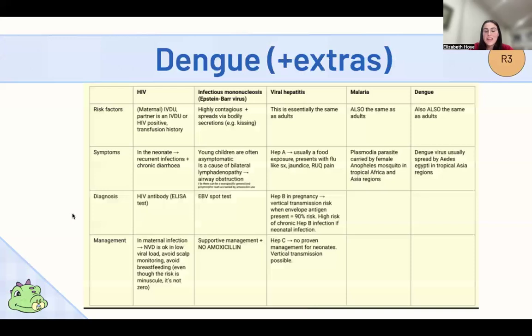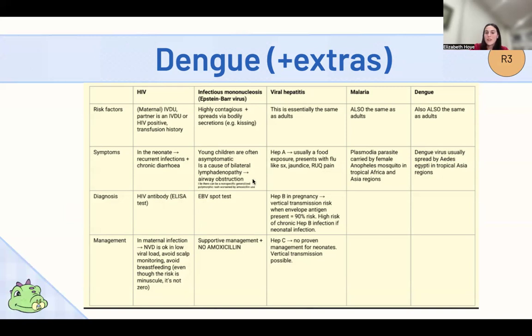Dengue is R3, but in my notes, I found this really nice table. I have no idea who I've stolen it from. I think it might be a textbook or somewhere. But I found this really useful last year during exams because it summarizes what you need to know for these conditions for pediatrics, especially.